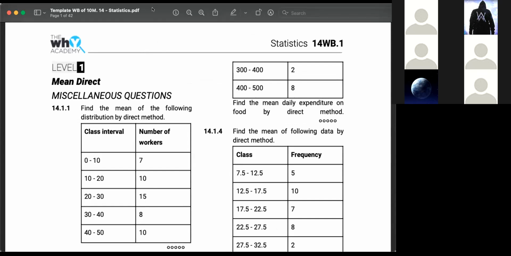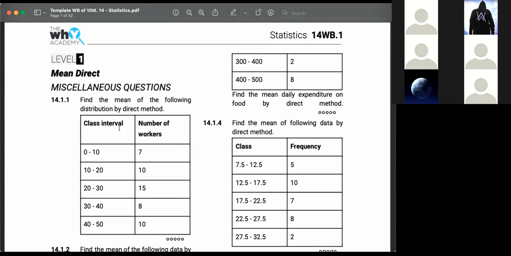Do the first question. Find the mean by direct method. You're given class interval and number of workers. Of the two, what is the frequency? Ma'am, if the table is given, should we make the table? You should make the table, because otherwise how will you understand what corresponds to 7, what corresponds to 10. The table is like a tool for you to make the calculation easier.